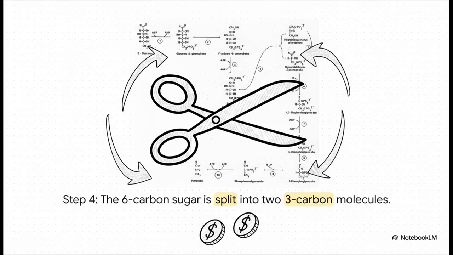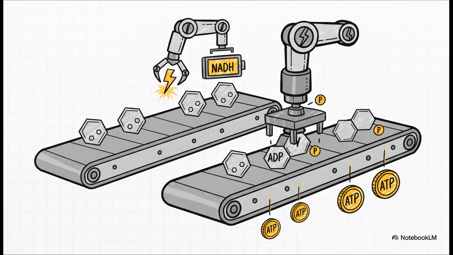We've just doubled our potential profit. So, in the next few steps, the cell really gets down to business. For each of those 2 new 3-carbon molecules, it starts pulling off high-energy electrons and stores them in that NADH carrier. And then it starts making ATP directly. It just takes a phosphate group from the sugar and sticks it onto an ADP. And because this happens for both molecules, we get a nice little energy harvest.